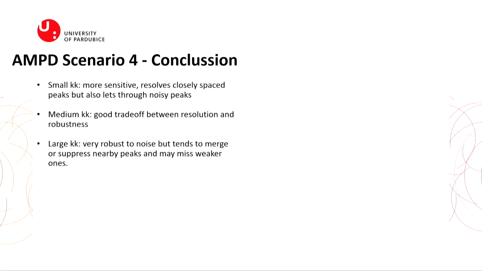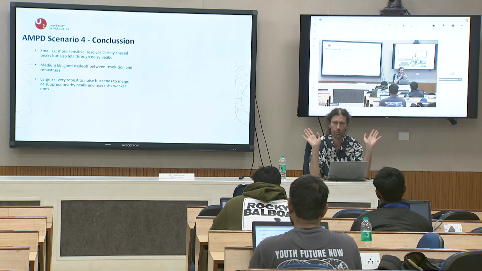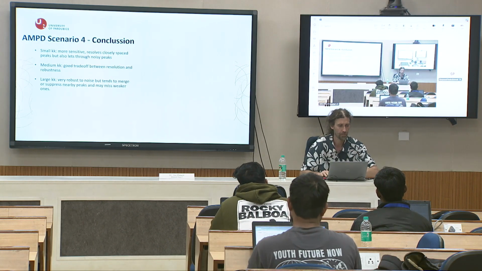And now it is important, it also depends on whether you are using synthetic data or real data. Synthetic data is just for simulation, tweaking these parameters, and for analysis. Large KK is very robust to noise, but tends to merge or suppress nearby peaks. So if you have like 2 blades close to each other, again, it causes a problem. Otherwise, it will be very well separated without any problem.